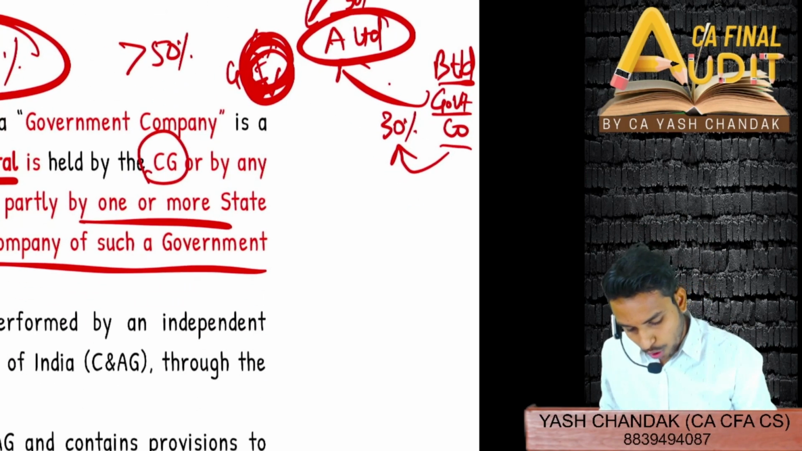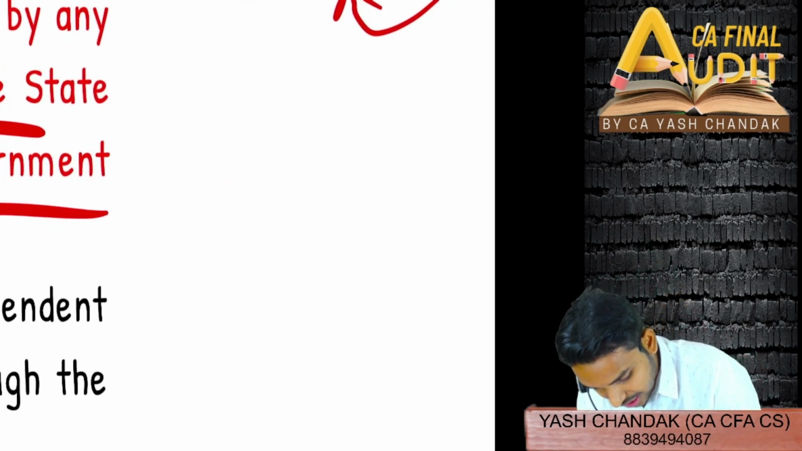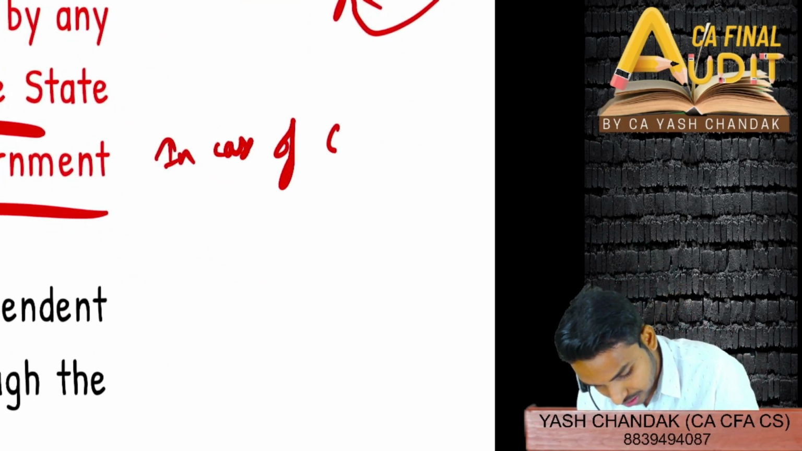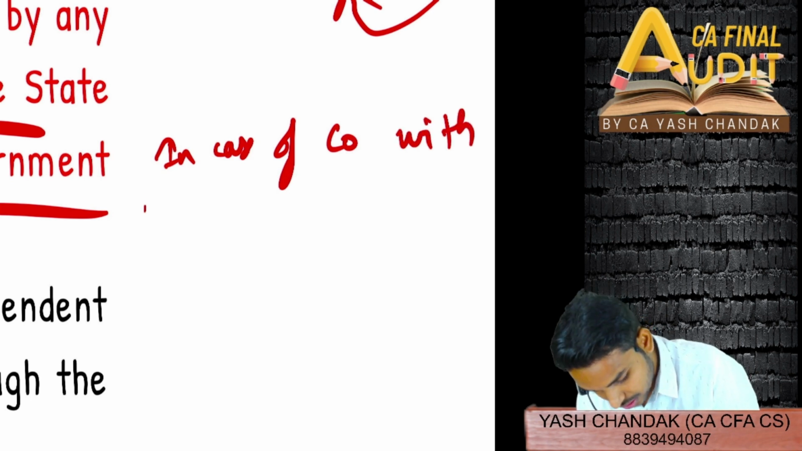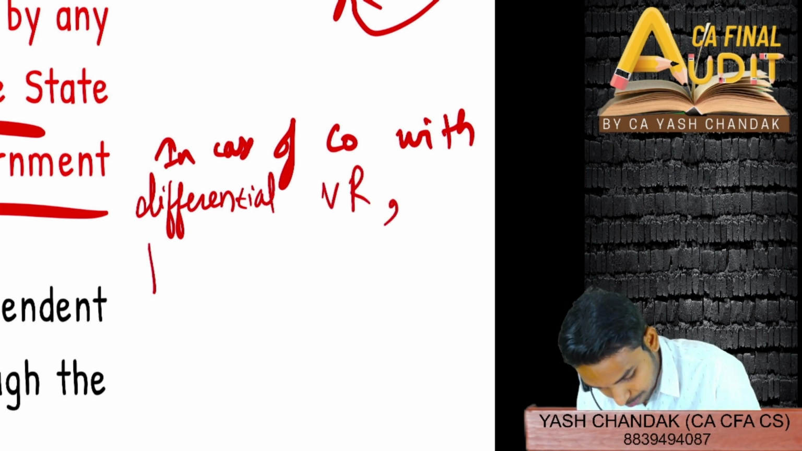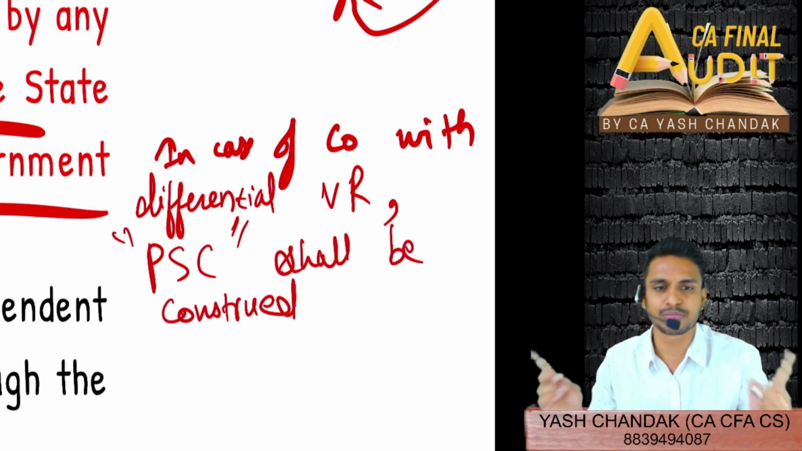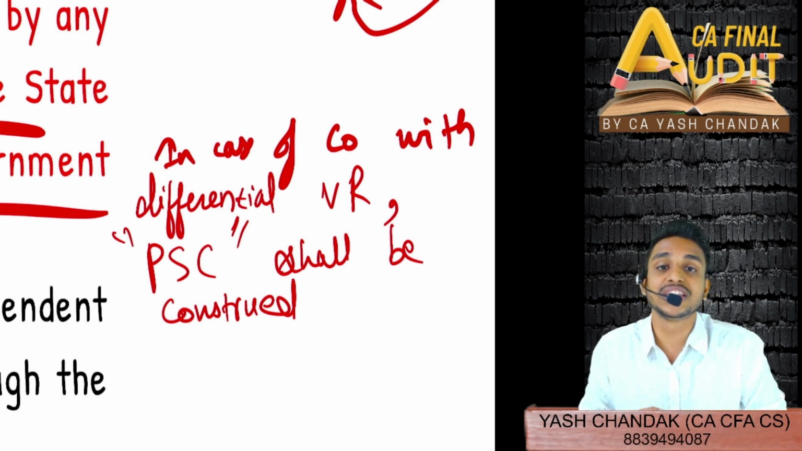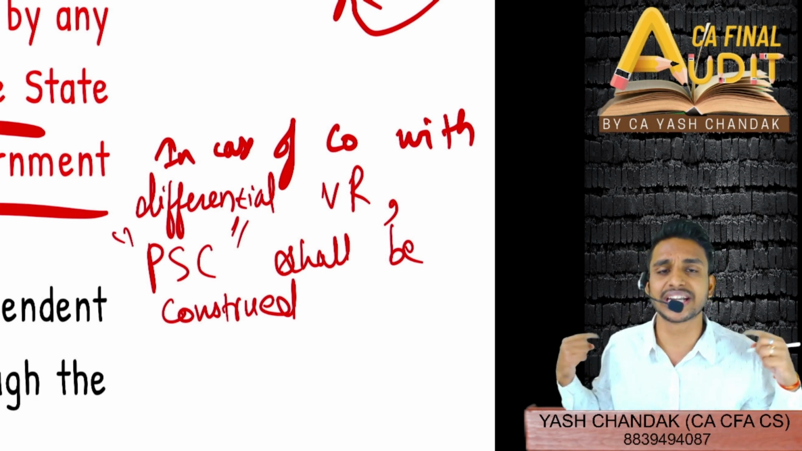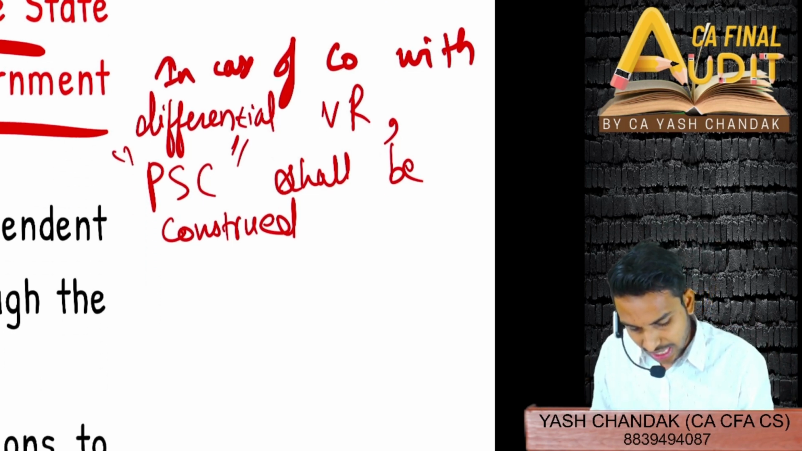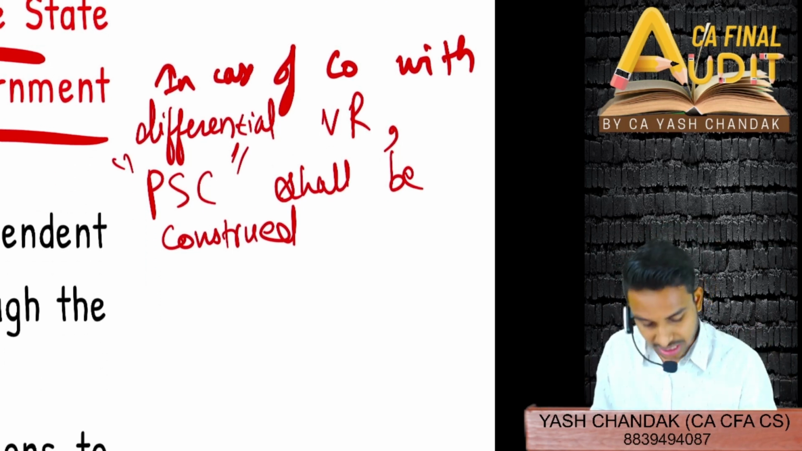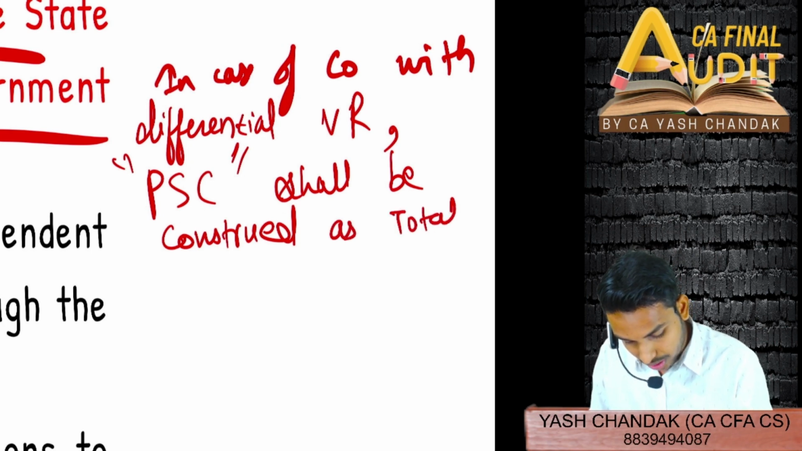One more important thing I want you to write down here is, in case of a company with differential voting rights, the paid up share capital shall be construed as total voting power. Just write it down here as an explanation. It's not given in the study material, but it's given in the definition of section 245 as an explanation. It was added in my attempt, so that is why I remember this.